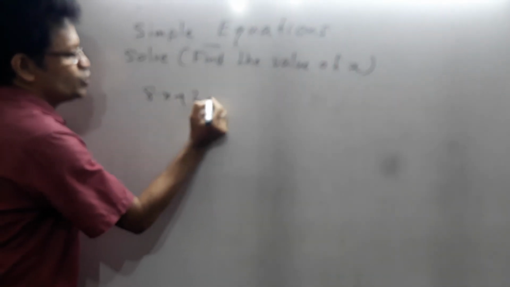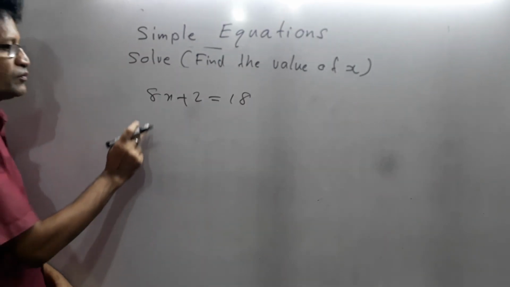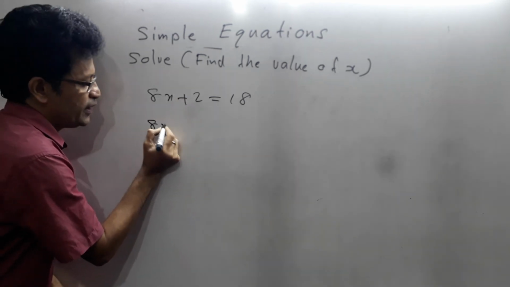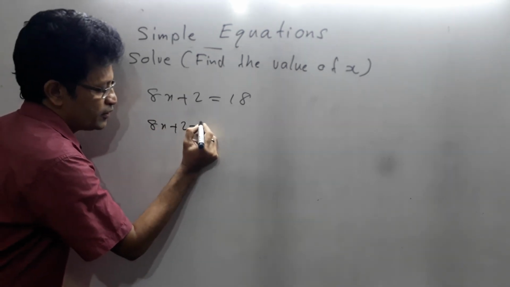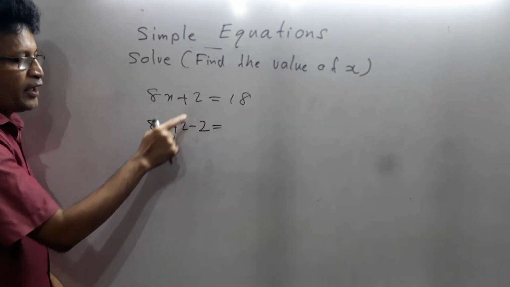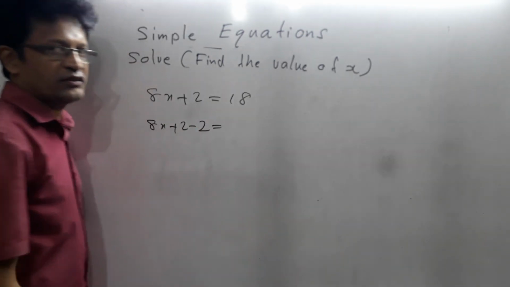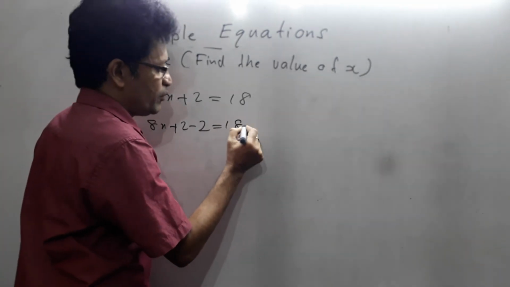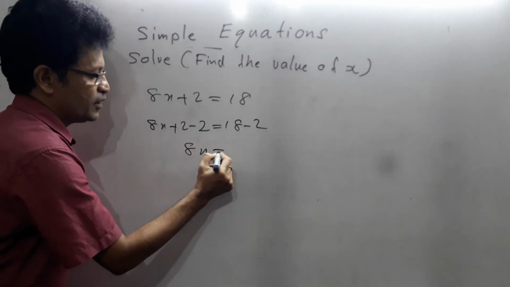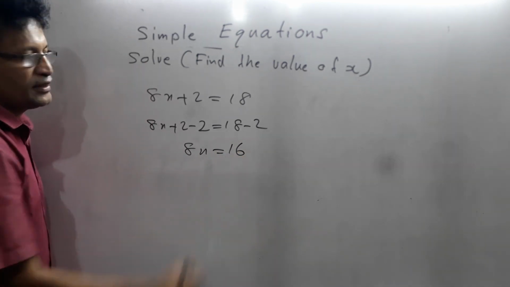8x plus 2 equals 18. How are you going to find the value of x? So here plus 2. I have to get rid of this plus 2. To cancel 2, I have to subtract 2 this side. Then this side also I have to subtract 2. So 18 minus 2. So 2 minus 2 cancel. Here we have 8x. 18 minus 2 is what? 16.